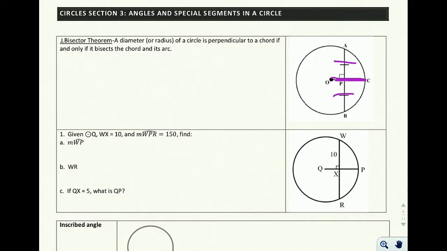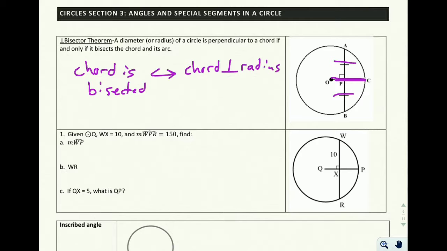So if we were to write these two things, we have chord is bisected. We also have chord perpendicular to radius. And if you remember the words if and only if, that's the double arrow. That means that we have a two-way statement. So that means that if we know that the chord is bisected, then we also know it's perpendicular to the radius. If we know it's perpendicular to the radius, we can go backwards and say the chord is bisected. So either one of those two pieces of information helps you prove the other.